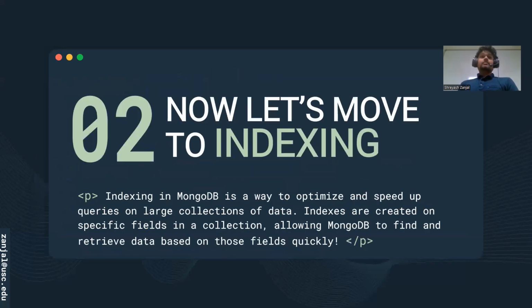The main part was indexing in MongoDB, because it is the way to optimize and speed up queries in a large collection of data. Indexes are created on specific fields in a collection. In my case, I have built indexes on order ID, order details ID, and pizza name, so the user can access them quickly, which allows the user to find and retrieve data based on those fields.